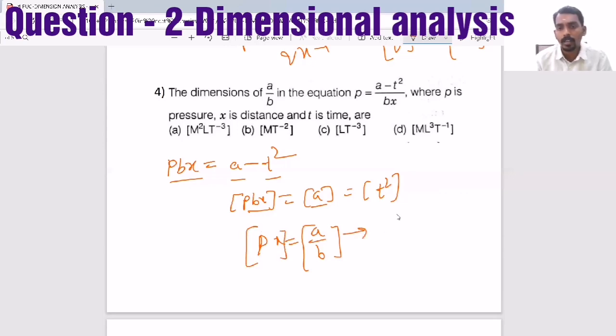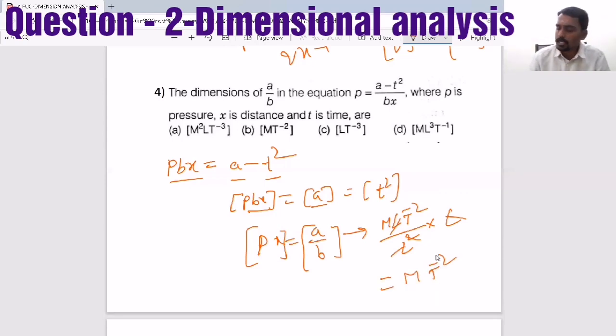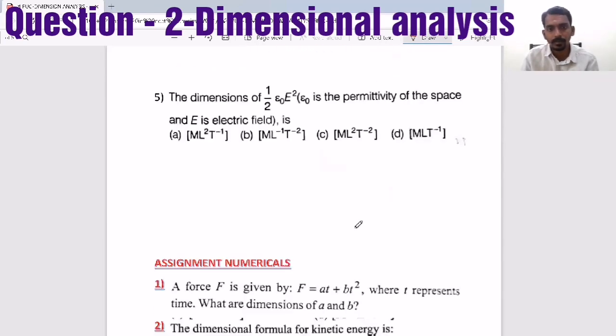Pressure means force by area. Force is M L T power minus 2 by area L square. Both are there in our list. And X is distance L. So L cancel, L cancel. So M T power minus 2. So this way, you remember those 9 quantities. You remember each and every formula in physics. Then you can solve. And it's like a damn sure question in the NEET entrance. Every time they used to give one question.